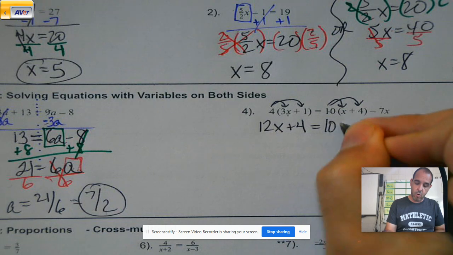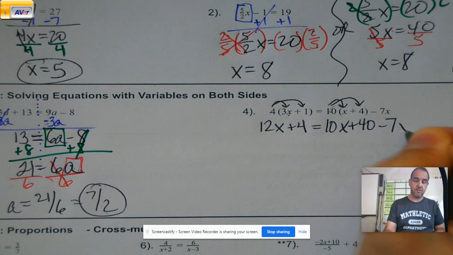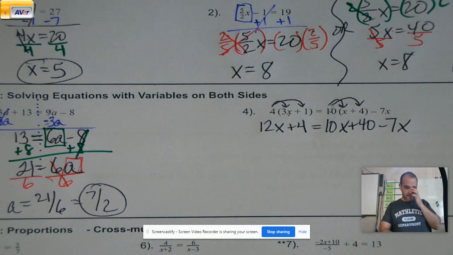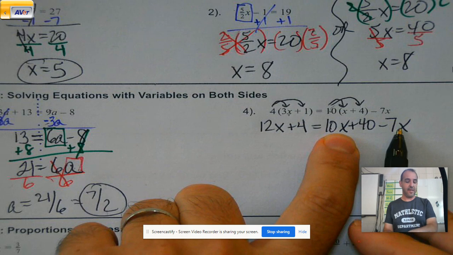And again, the more you can visually see, that's why I even draw my arrows here, the better off you're going to be. So now I got all kinds of issues. I got x's on both sides. I got x's together over here.